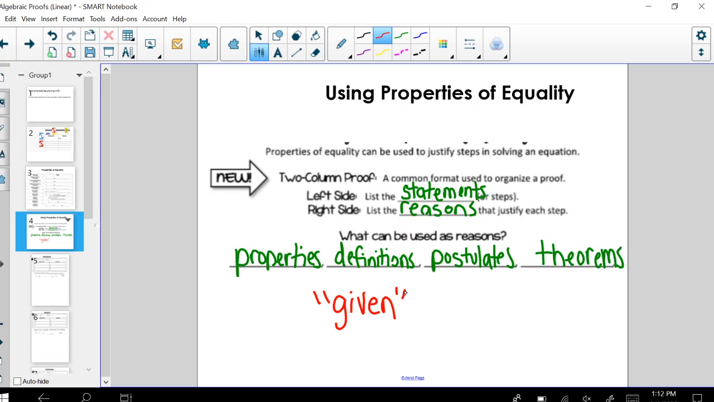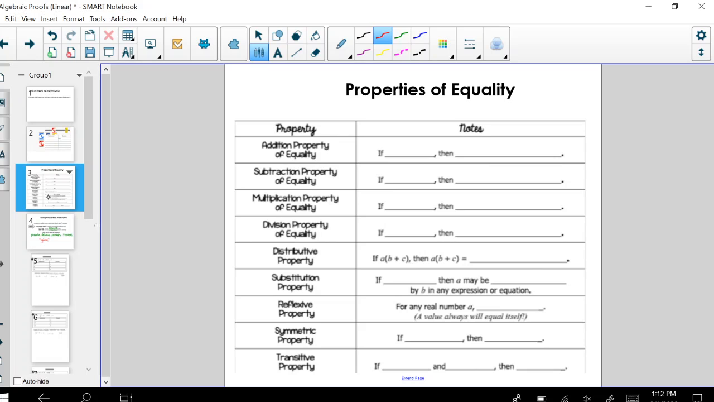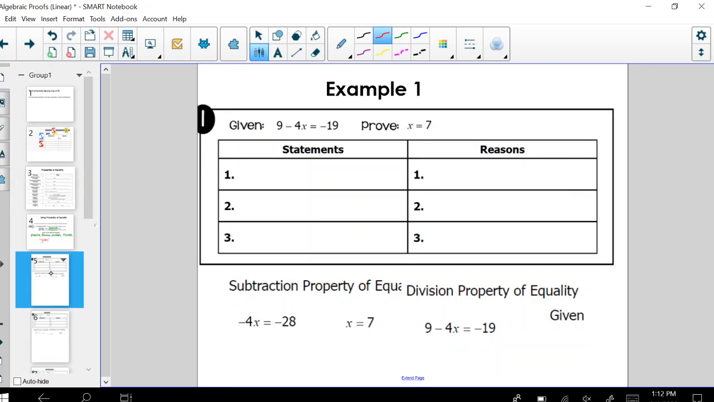As we go through this, we are going to use this list of equalities that we filled out last time to go through some of these examples. Now these ones here, I gave you some drag and drop stuff to help a little bit. So left-hand side, we have our statements. This is going to be where we show our work. And then the right side is going to be the reasons or the rules that we use to justify each step. So given that 9 minus 4x equals negative 19, prove that x equals 7.